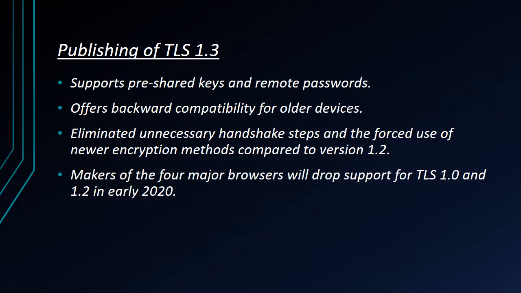Version 1.3 also processes the handshake faster by speeding up the encryption process. This has been a security benefit, but it should also improve performance of secure web applications. With TLS 1.2 in the past, the handshake process involved several round trips. With 1.3, only one trip is required, which in turn cuts the encryption latency in half.